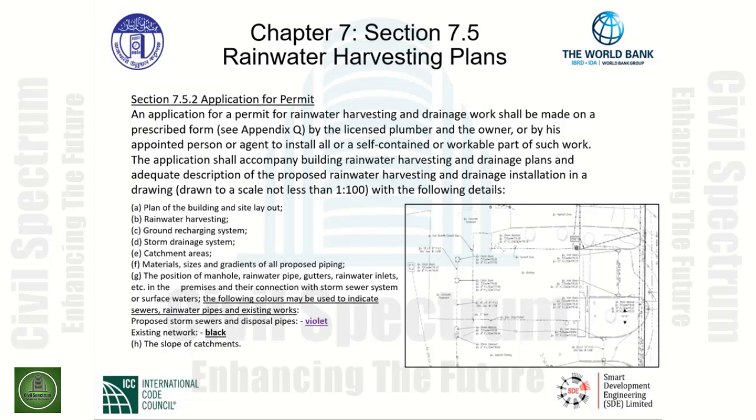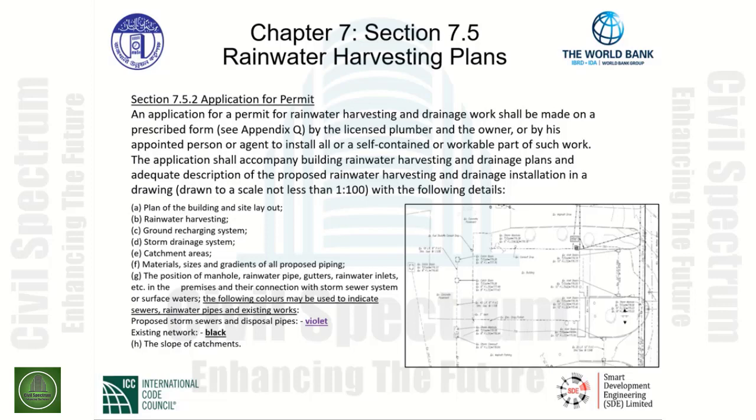As can be seen in the site plan, to the right we have a layout indicating stormwater piping, areas where we collect the stormwater. Item B indicates rainwater harvesting. The applicant would have to show the type of rainwater harvesting system that is being designed with details. Item C, ground recharging system. Item D, storm drainage system. Item E, the catchment areas.